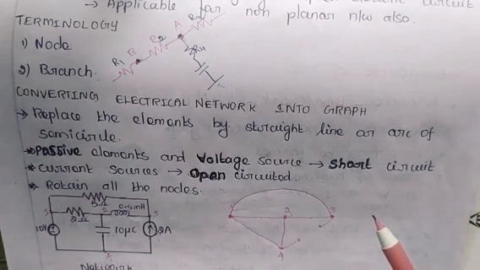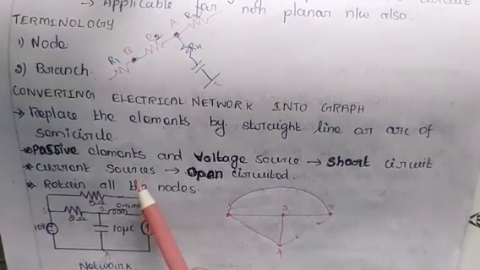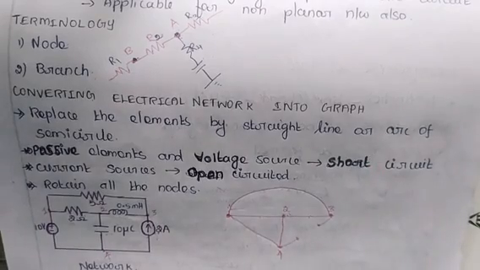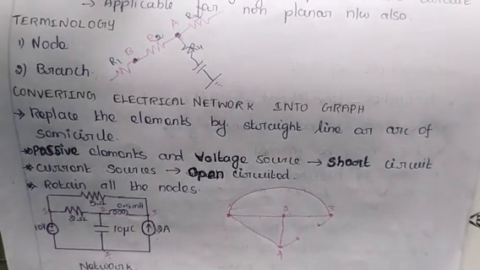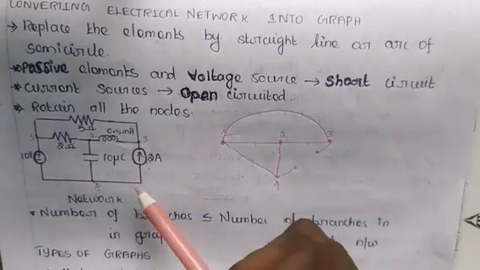So suppose if we find any passive element in the electric circuit, we should convert it into short circuit in the graph. And we should open circuit the current source. Only current sources are open circuited in the graph, and we should retain all the nodes. If our original electrical network consists of 5 nodes, our graph is also going to consist of 5 nodes.